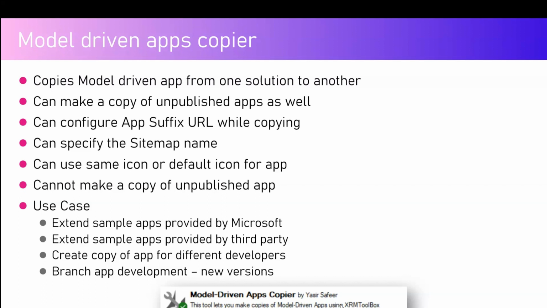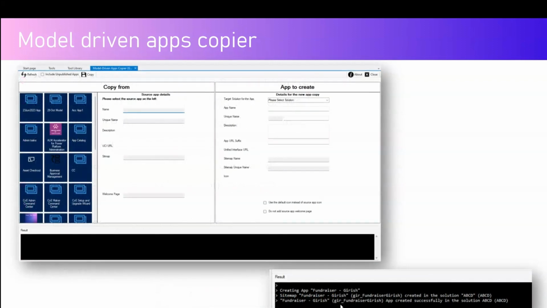Now this tool was built by Yasser Safir, and this is how the tool looks. On the top bar, you will see settings to include unpublished apps, and then there is an option to copy. This is basically an action which you need to do once you select your configuration. Now on the left hand side, you will see all the model driven apps for a specific connected environment.